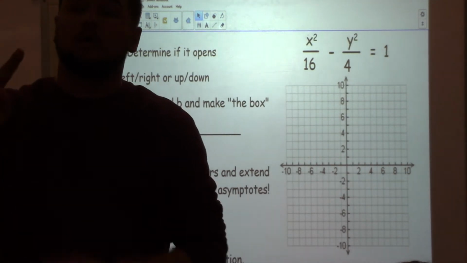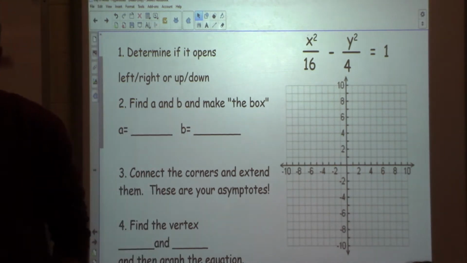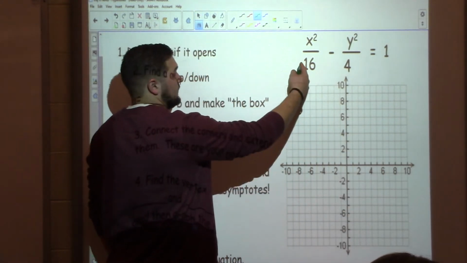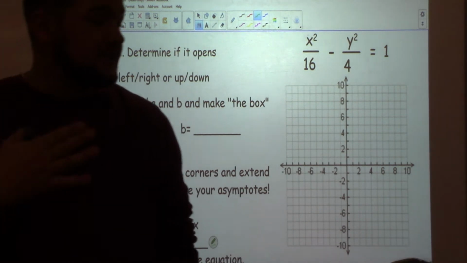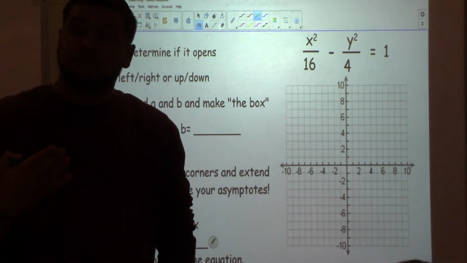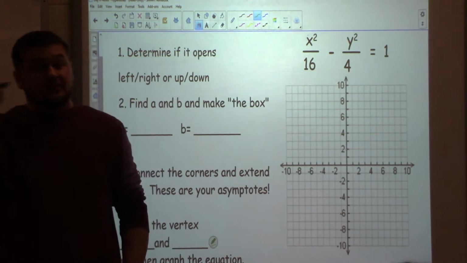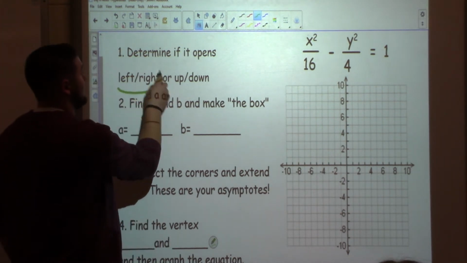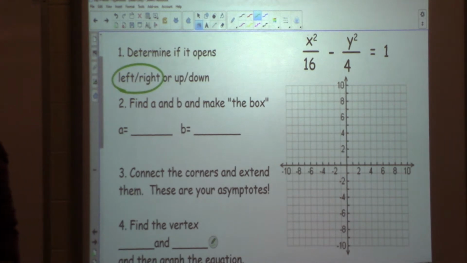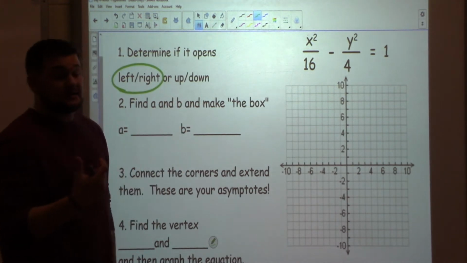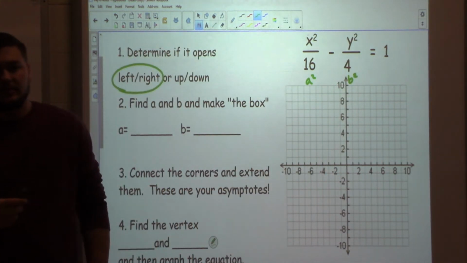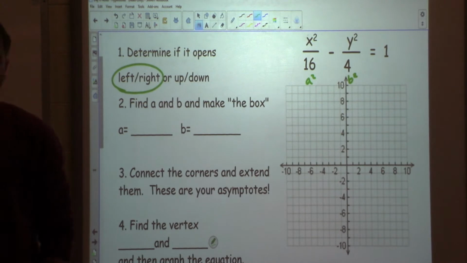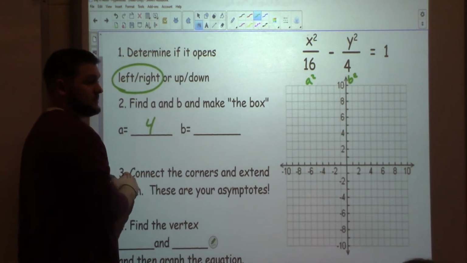We're still going to plot those 4 points we plot with an ellipse, except we're not going to draw a circle. So, first of all, I've got to figure out, is this going to open left and right or up and down? So which value comes first, x squared or y squared? X squared. So because x squared comes first, it's going to open left and right. Okay, then I'm going to find a and b and make my box. So a squared is the first one, b squared is the second one with hyperbolas. If a squared is 16, a is going to be 4. If b squared is 4, b is going to be 2.